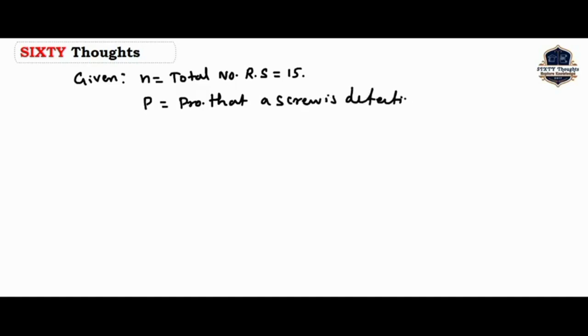So what about q, non-defective? How many percent did they give? 5%, right? So we can write this as 5 by 100. Next, what is q? The probability that a screw is non-defective, that means q is equal to 1 minus p. We know p is 5 by 100. If we simplify this, we get 100 minus 5, 95 by 100.